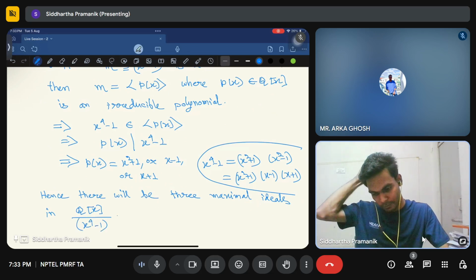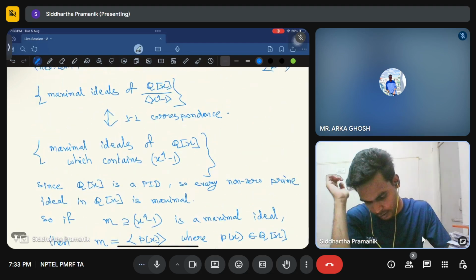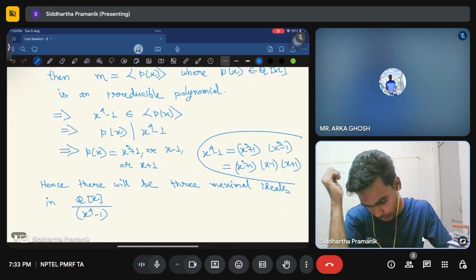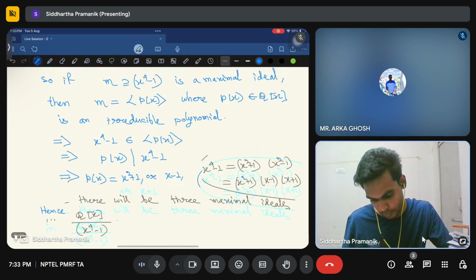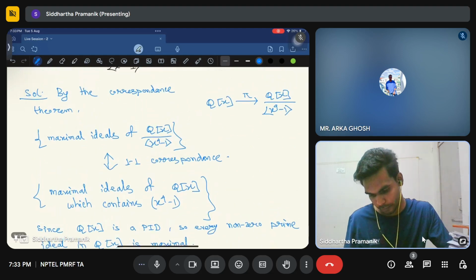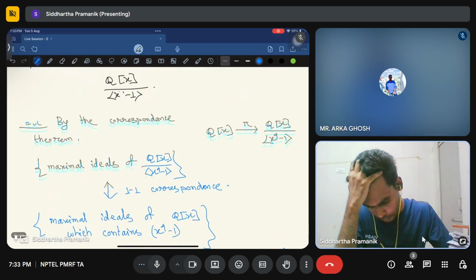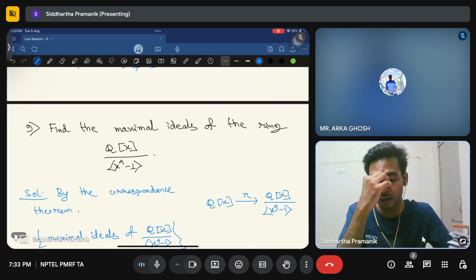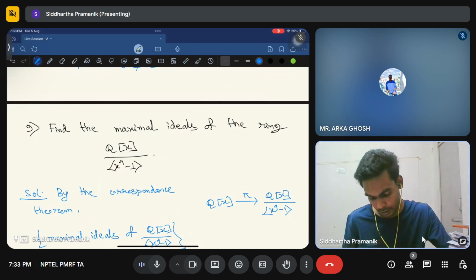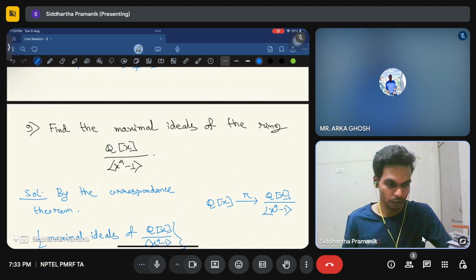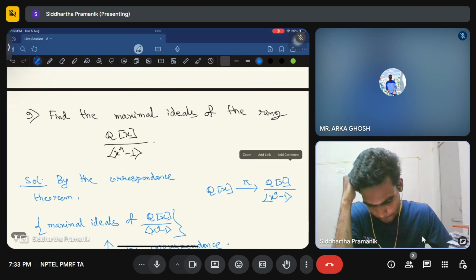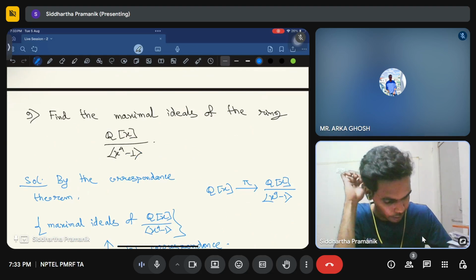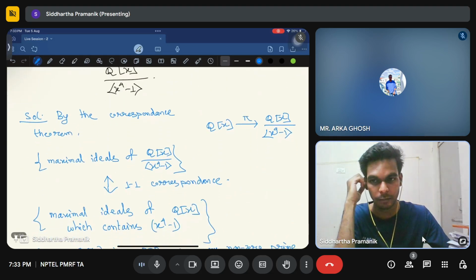In a similar manner one can find the prime ideals. In this case all these prime ideals are maximal, but in other rings also one can follow the same approach to find the prime ideals. And once you find the prime ideals, you can use that to compute other things like the nilradical and the set of all zero divisors, because the nilradical is the intersection of all prime ideals.